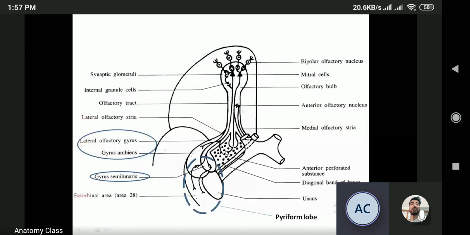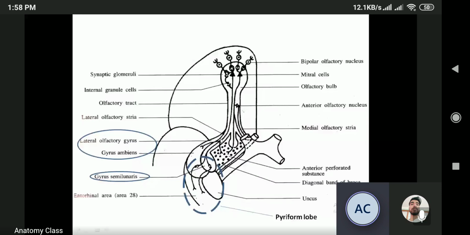The medial olfactory stria passes in front of the anterior perforated substance, along the anterior border of the anterior perforated substance, to end in the paraterminal gyrus, and a few of the fibers run to the opposite olfactory bulb, while the lateral olfactory stria passes along the anterolateral border of this anterior perforated substance and into the gyrus semilunaris. This gyrus semilunaris is considered as the periamygdaloid region. Then the gyrus ambiens and the lateral olfactory stria together form the prepiriform region.